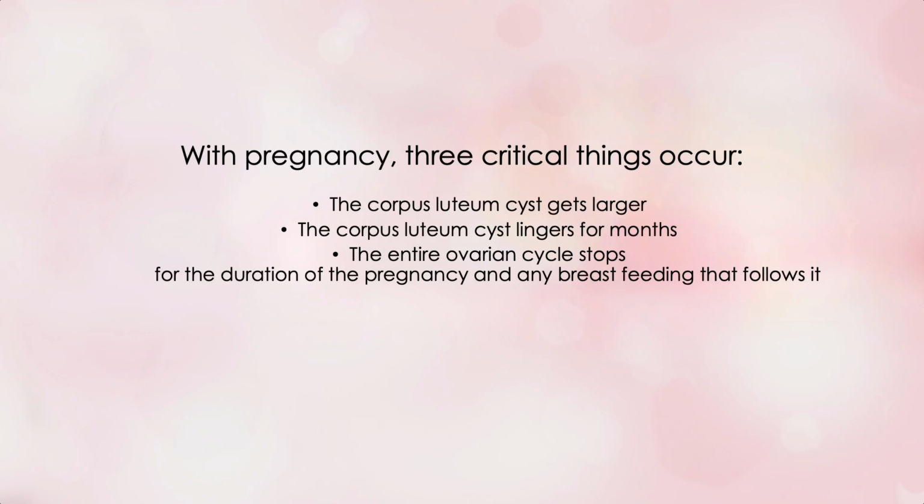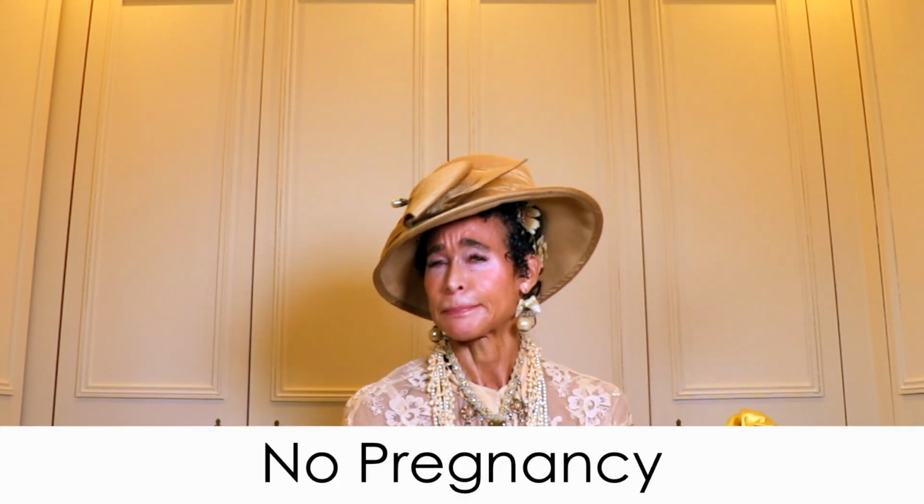With pregnancy, 3 critical things occur. The corpus luteum cyst gets larger. The corpus luteum cyst lingers for months, and the entire ovarian cycle stops for the duration of the pregnancy and any breastfeeding that follows. Now, what happens if you don't get pregnant? Well, that's a whole different ovarian cycle.